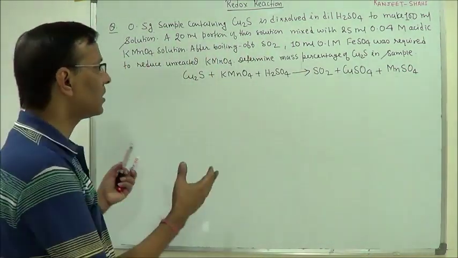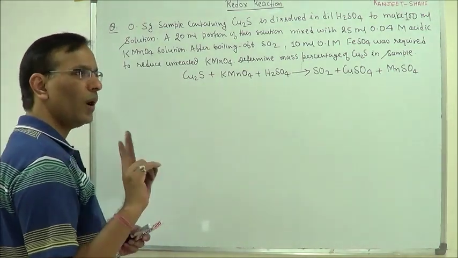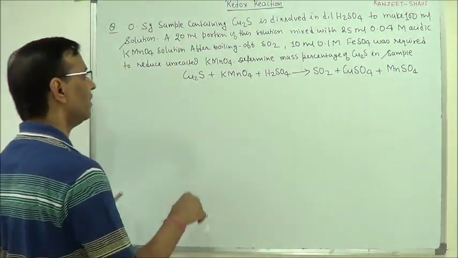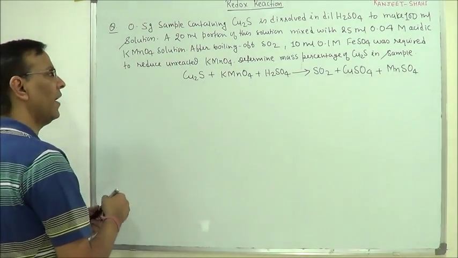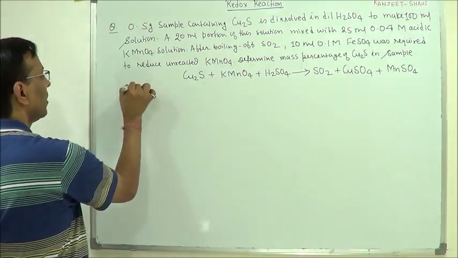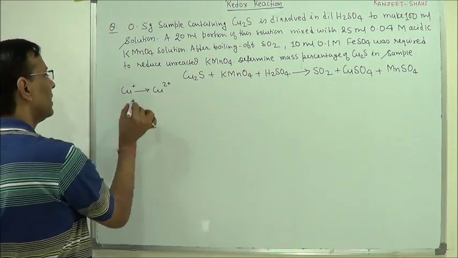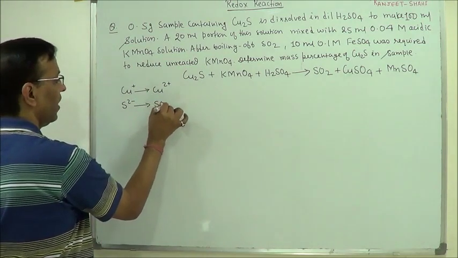So in this analysis, two elements are getting oxidized simultaneously, that is cuprous ion and sulfide ion. How? Cuprous ion is getting oxidized to cupric ion and sulfide to SO2.